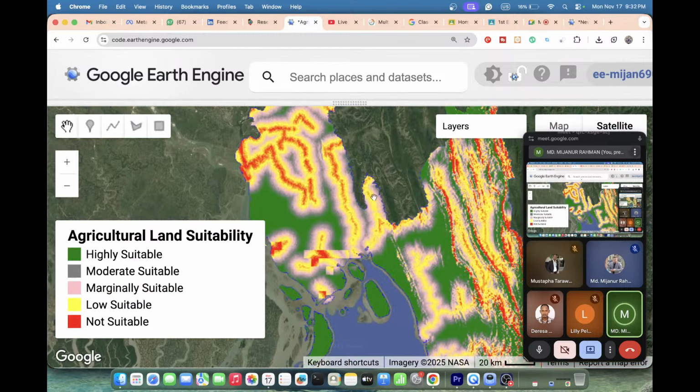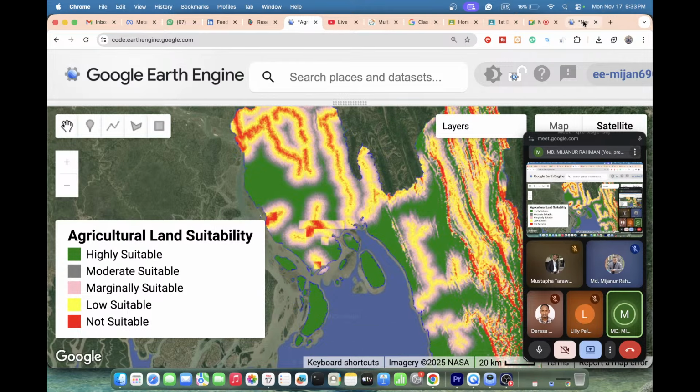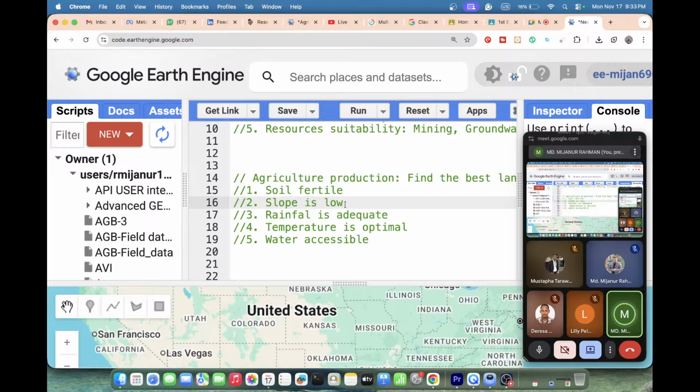And in this place we find that the slope is low and the soil is fertile. In this place we find that temperature is optimal and water accessibility is very high. So that's the reason this green color shows the highly suitable place for the agricultural land production area. So this is one example for the agricultural production area.